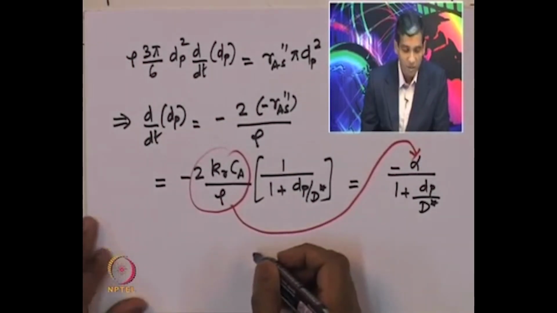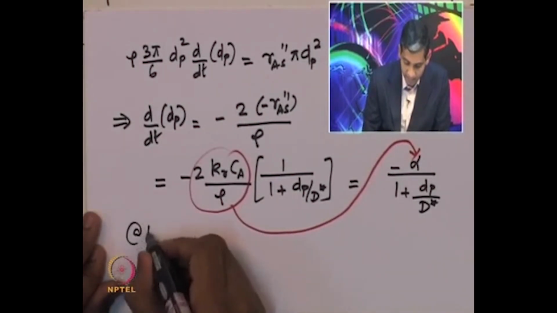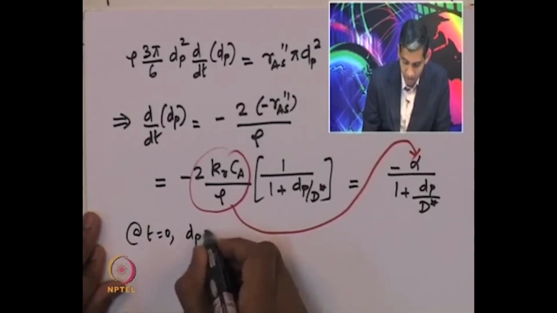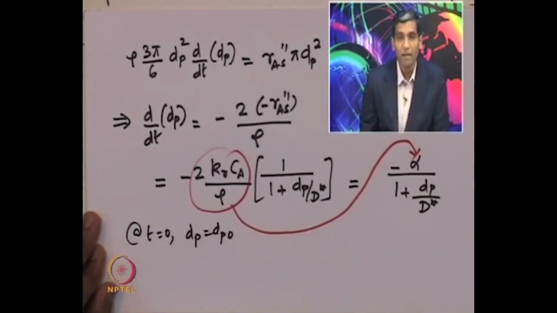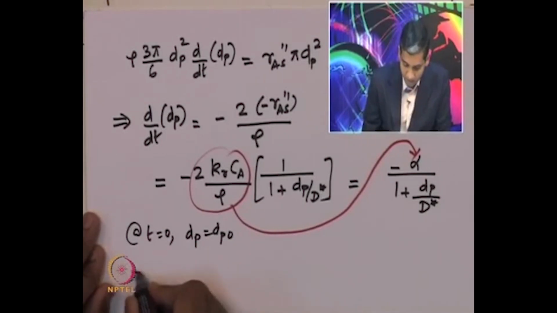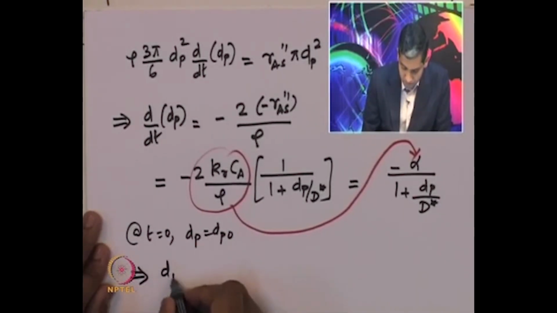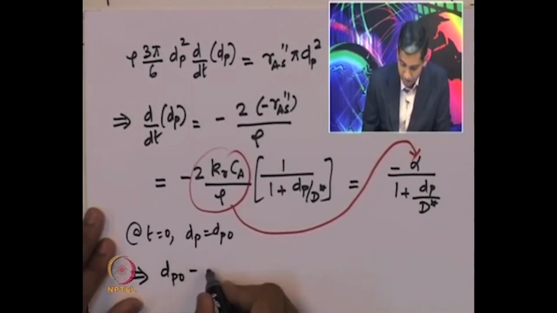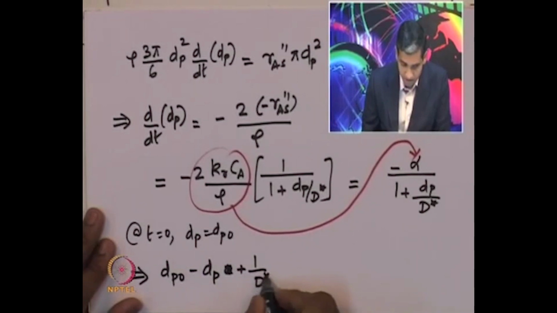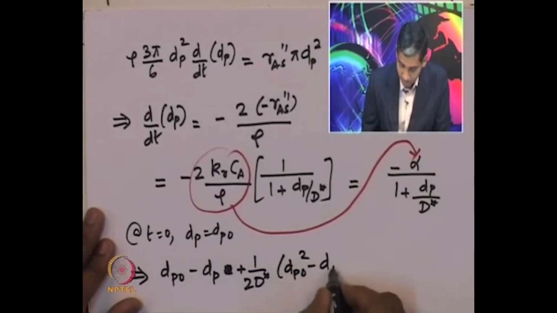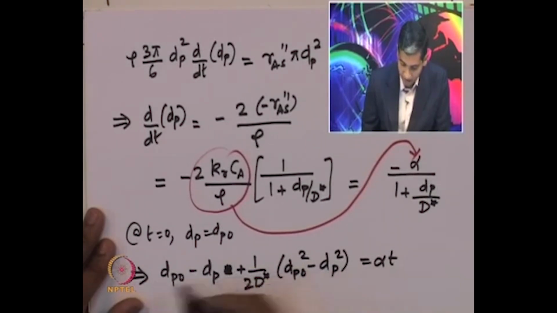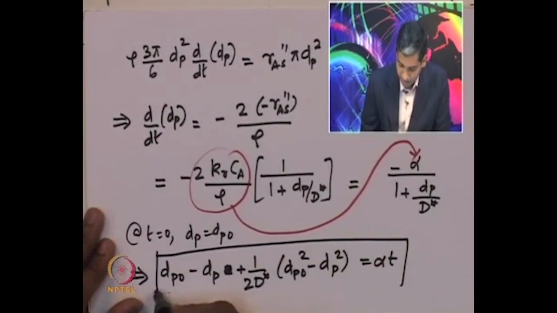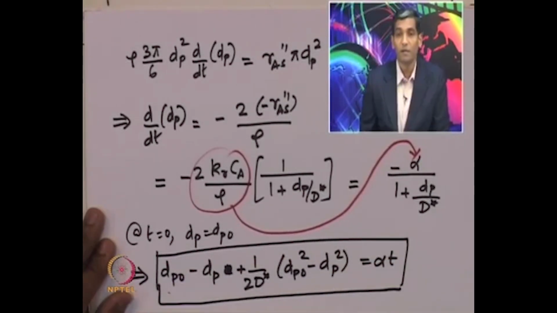So, now we can integrate this with the following initial condition, that at time t equal to 0, the initial size of the particle was dp0, and based on this initial condition the equation can be integrated, and the integrated expression would be dp0 minus dp plus 1 by 2 d star into dp0 square minus dp square, that should be equal to alpha t. So, this provides a relationship between the properties of the system and the diameter of the particle and time.